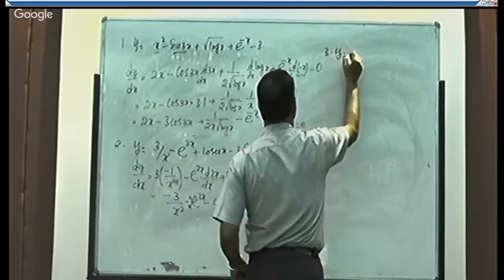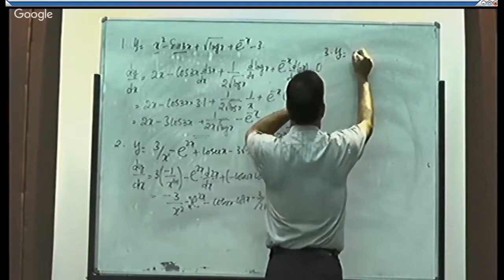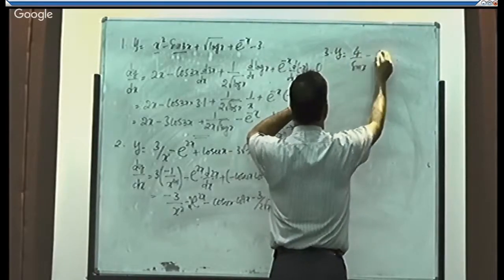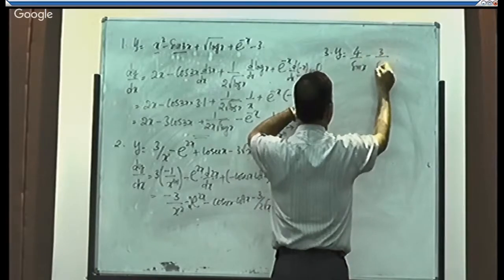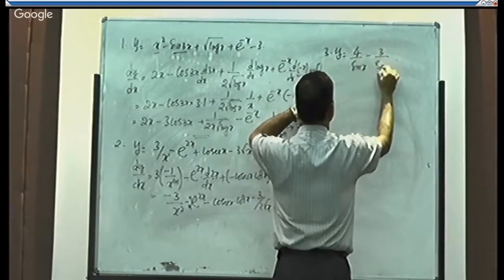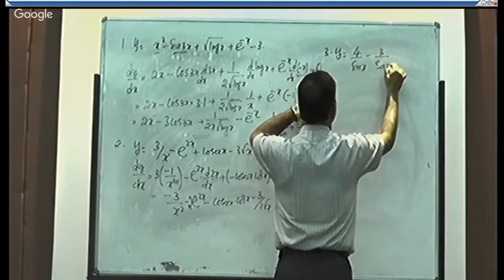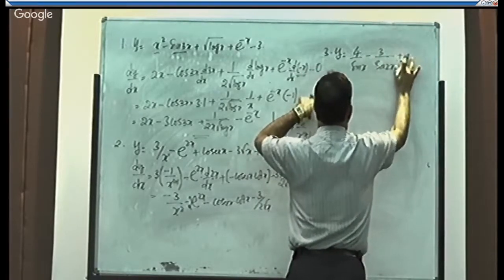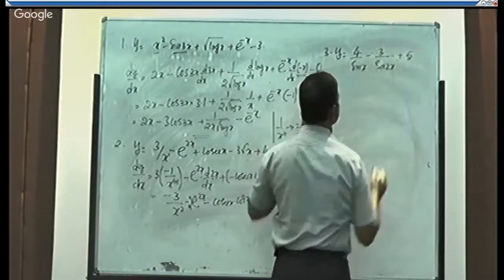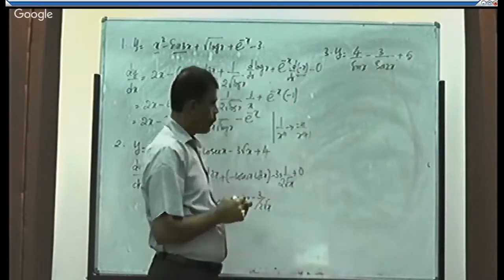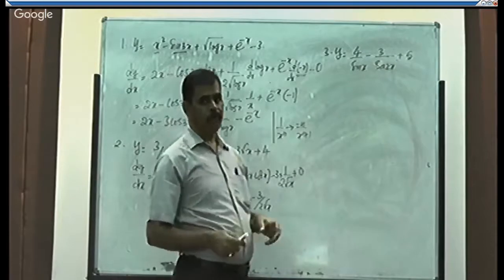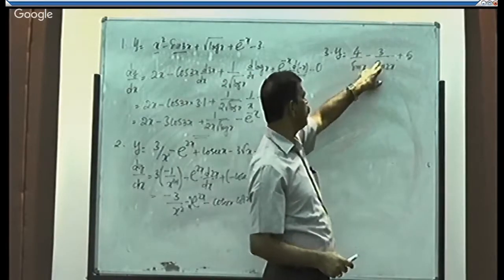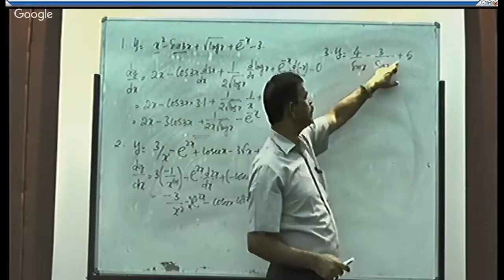Y is equal to 4 by sin x minus 3 by secant 2x plus 5. Y is what? 4 divided by sin x minus 3 divided by secant of 2x plus 5.